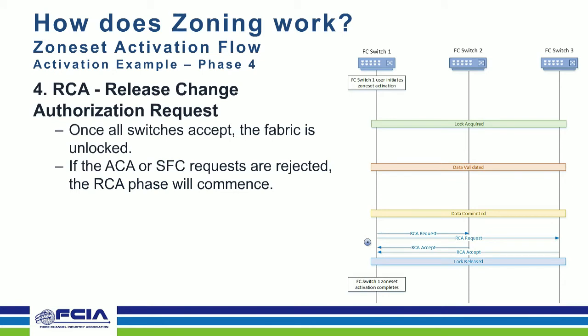Okay, and then phase 4 is the RCA phase. This is where the fabric lock gets released. If for some reason the ACA or SFC requests are rejected, the RCA phase will commence. So if at any point one of the switches rejects a stage, it'll go straight to the RCA phase and do the unlock. And then in the figure on the right here, you see switch 1 sending an RCA request to all the switches, and then they all accept. And the result of that is the lock is relinquished.